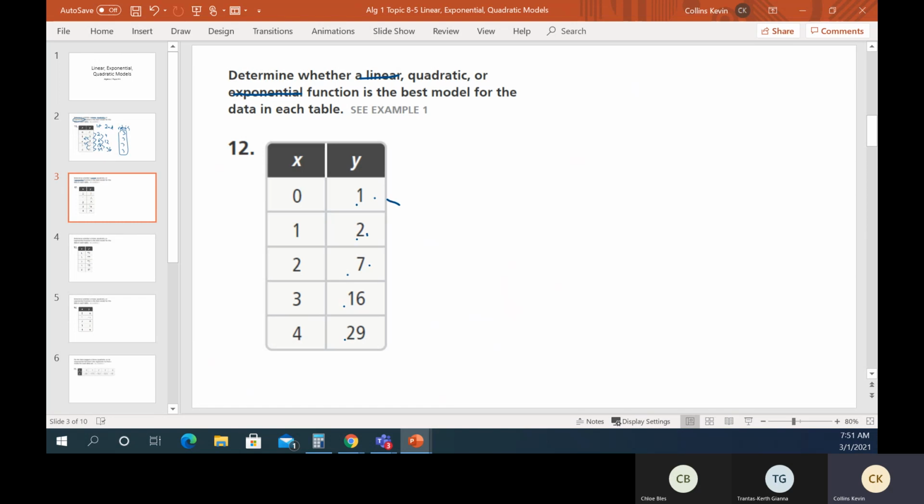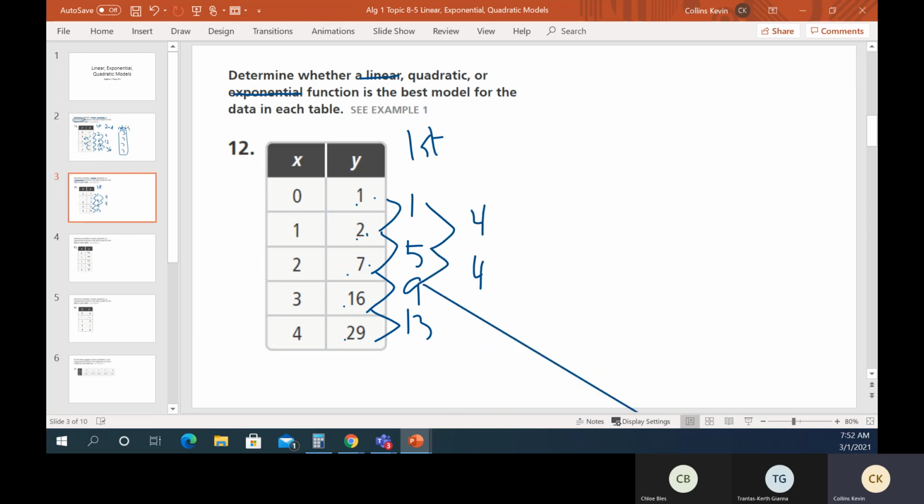The difference here is 1. The difference here is 5. The difference here is 9. And the difference here is 13. That's your first differences. For your second differences, if I go from 1 to 5, that's 4. From 5 to 9, that's 4. From 9 to 13, that's 4. So your second differences are all the same, which means we've got a quadratic here. So that's how that works. Like I said, we'll practice some of this stuff next time. I just wanted to give you an intro on that one.